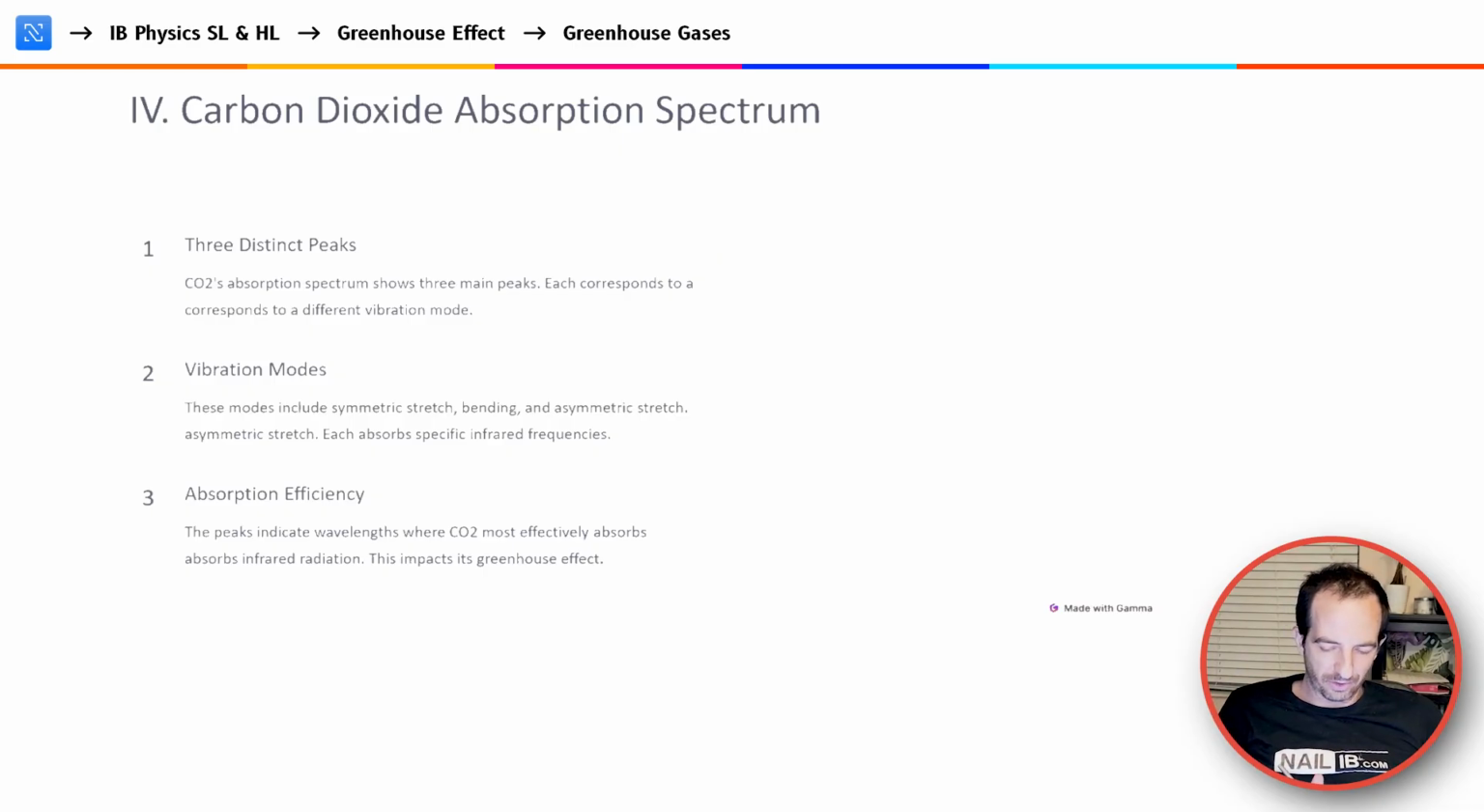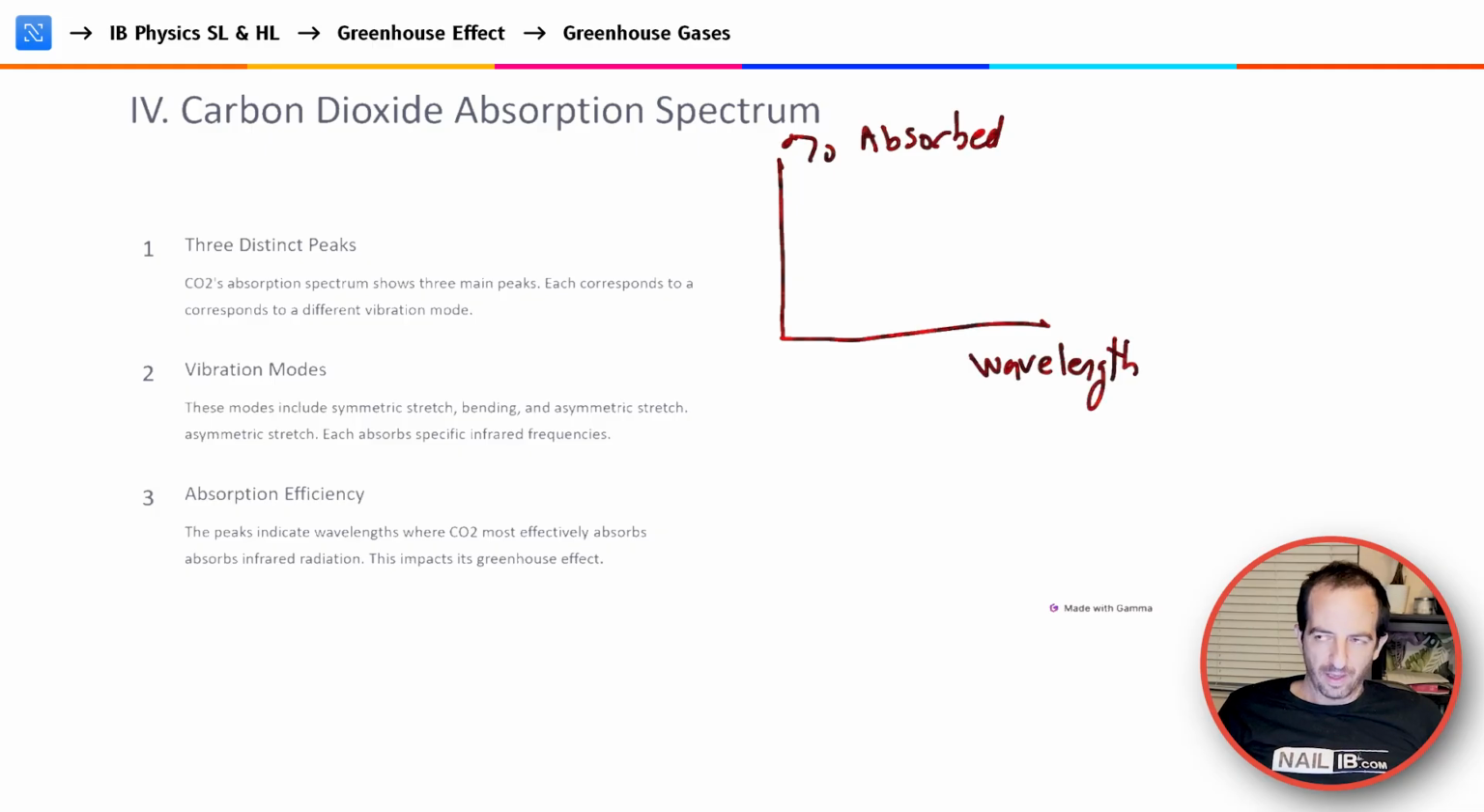So in the case of CO2, let me sketch it. On the y-axis, in this case, I would have the percent absorbed. Here we have wavelength. And the general idea that they want you to know is that CO2 will absorb the infrared radiation at specific wavelengths.